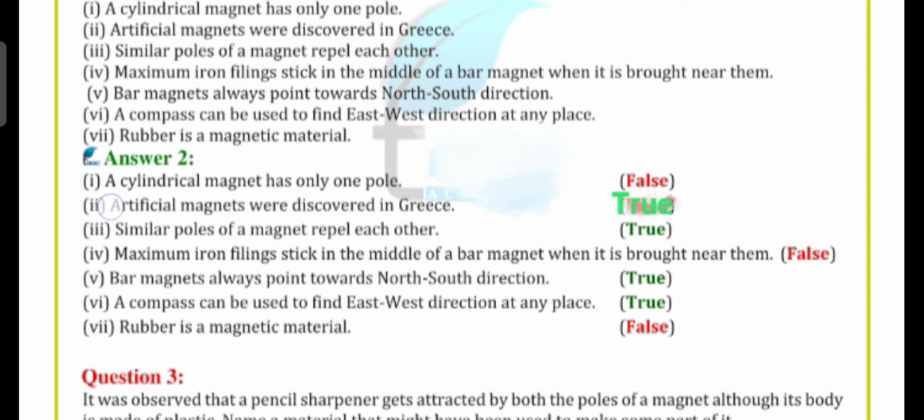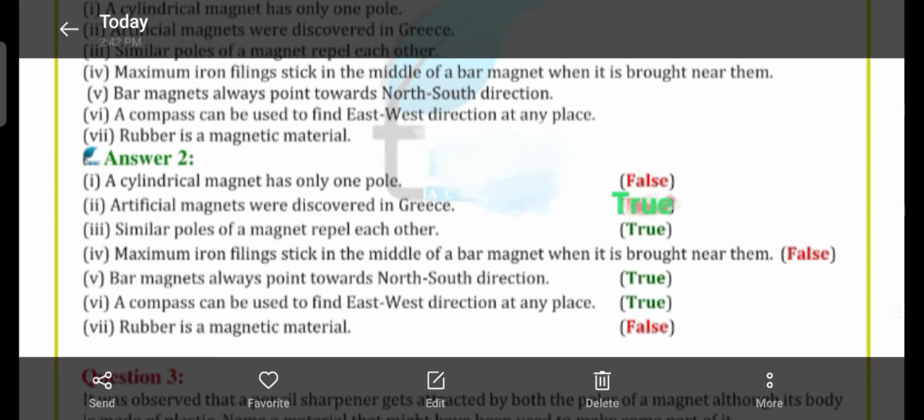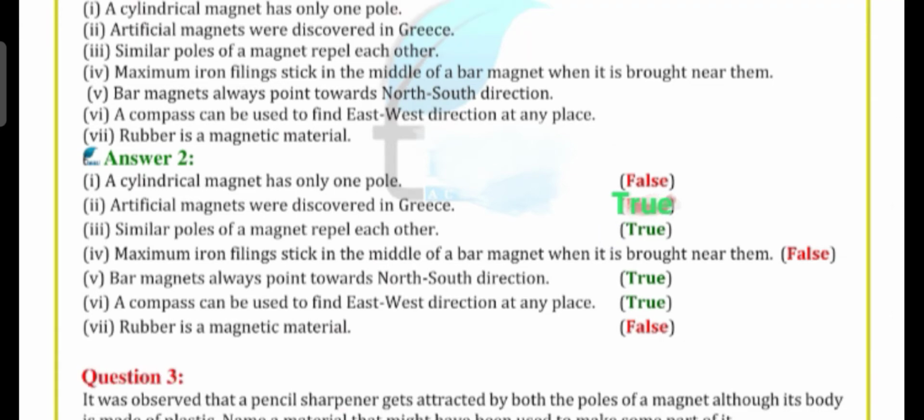Then second question. Artificial magnets were discovered in Greece. Yes, it is identified in Greece. Firstly, magnet is identified in Greece. So it is a true statement. Now we can move to the third one.